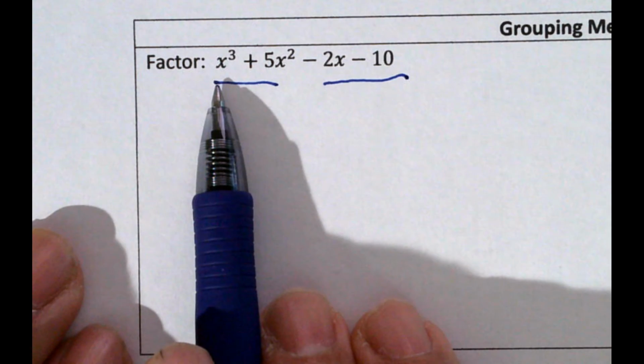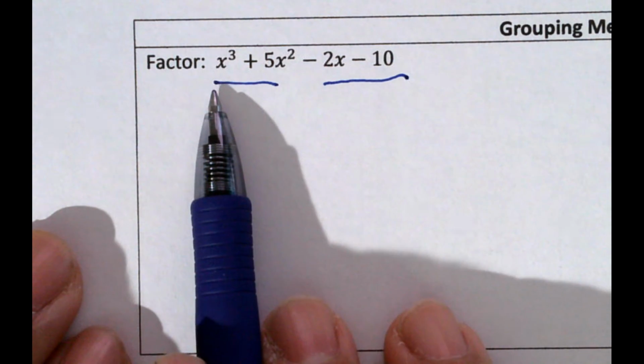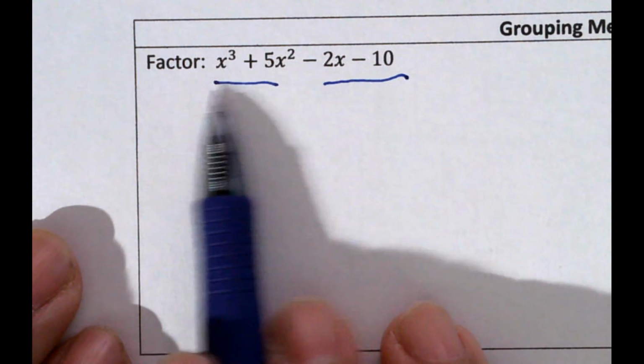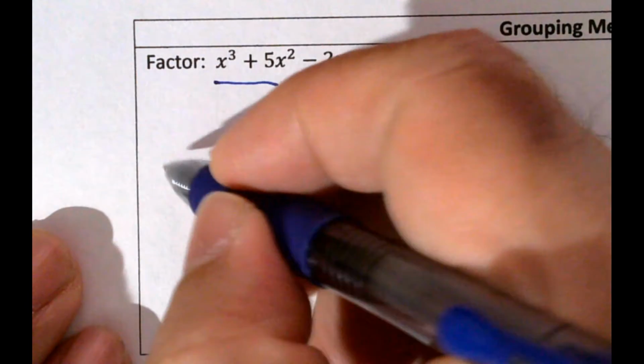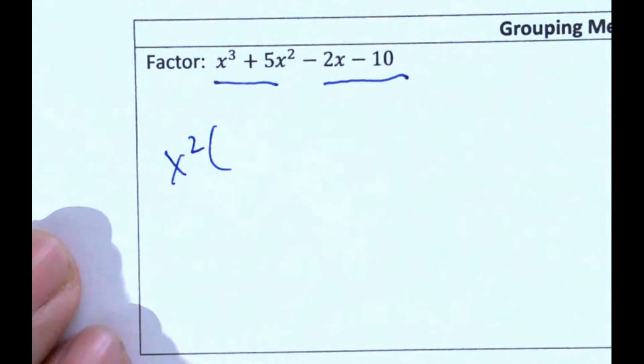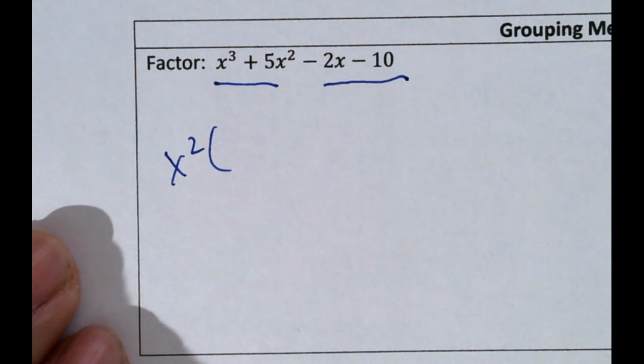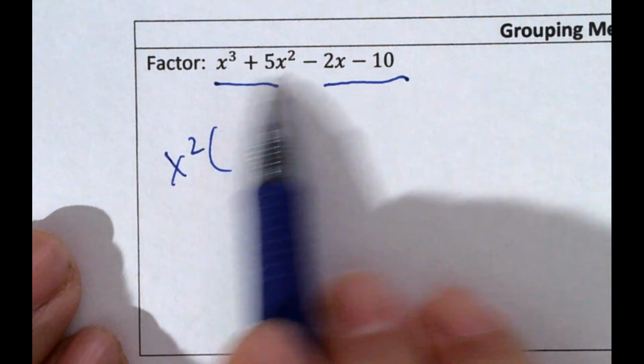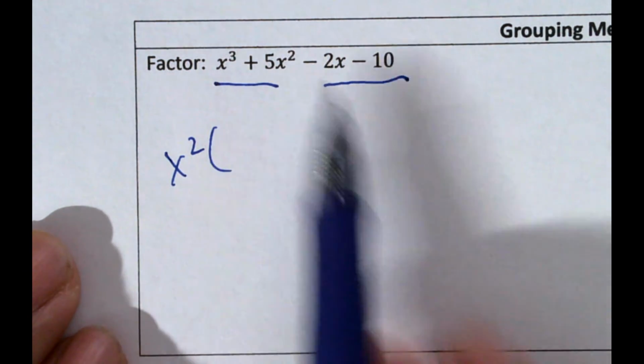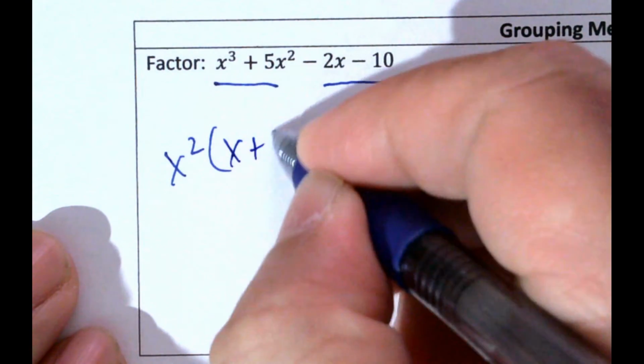Group the first 2 together and look for the greatest common factor. The greatest common factor here is x squared, right? For the first 2, x squared should definitely be the greatest common factor, including some number. But here there is no leading coefficient, so there's no number in common. So I'm taking an x squared out, so that's x plus 5.